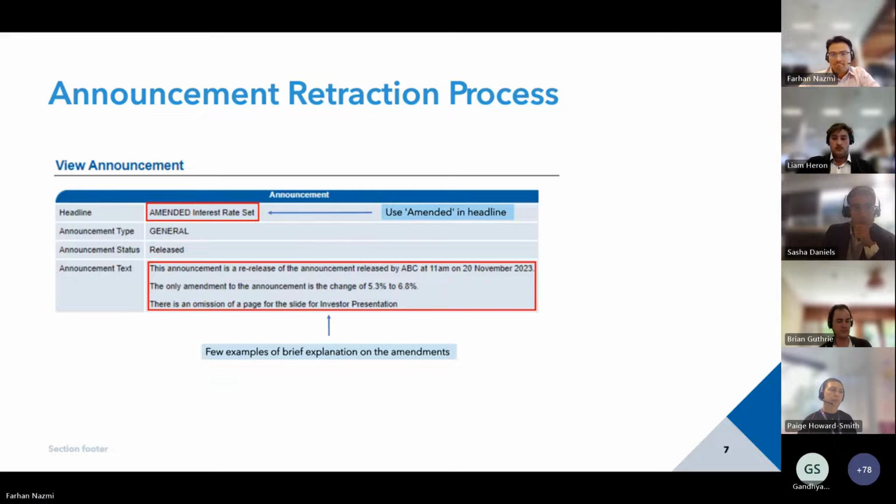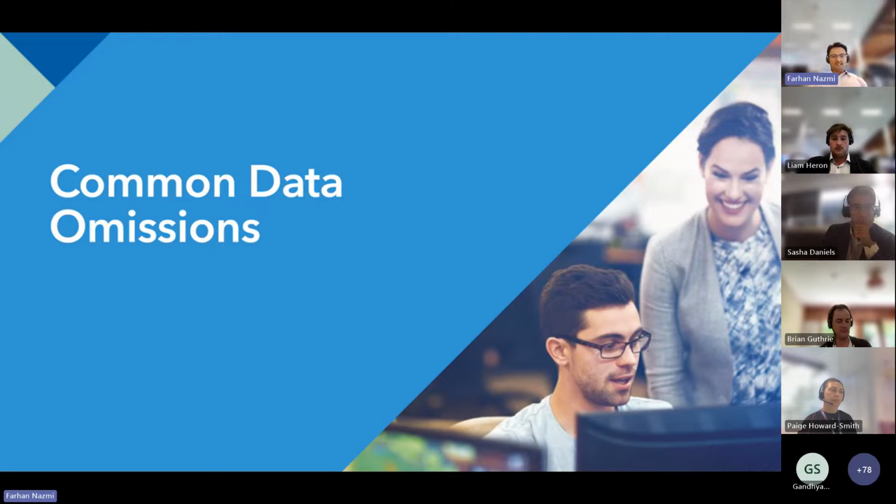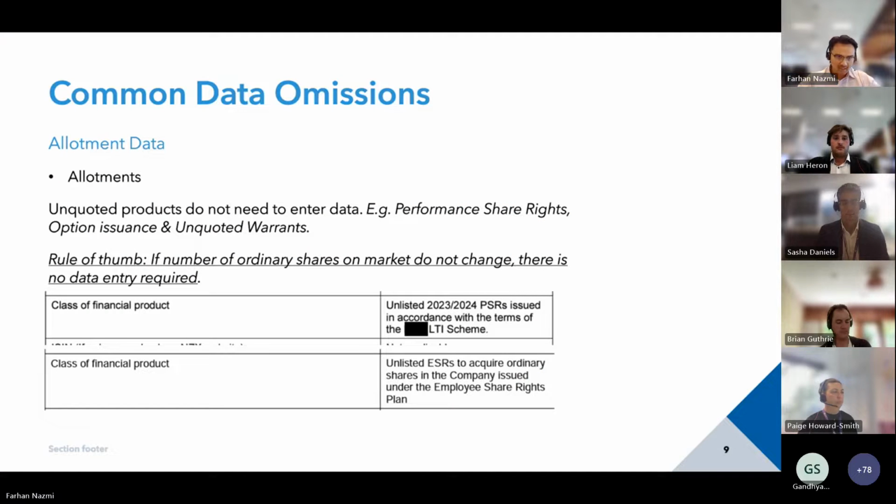All right, moving on to common data omissions. This is going to be helpful. For some announcements, issuers have to enter data, but you may accidentally miss the data. These data are quite common to miss. Right here, first one is allotment data. For allotments, unquoted products do not need data entry, like performance or share rights, options issuance, and unquoted warrants. So we put that as a rule of thumb there.